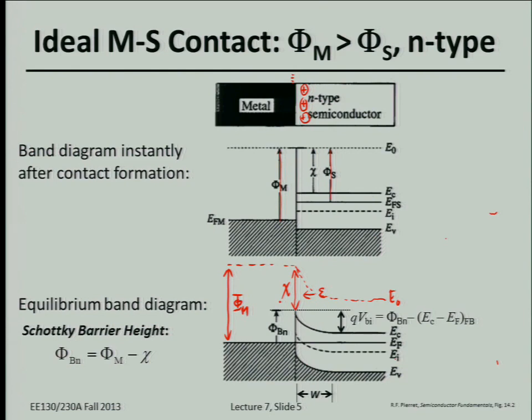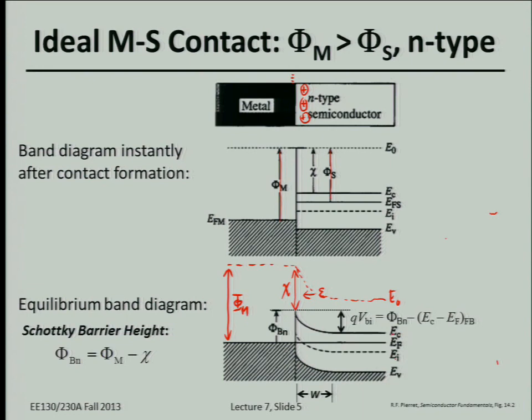Now what about this total band bending within the semiconductor? As I mentioned, it is ideally exactly equal to the difference between the metal work function and the semiconductor work function. That has to be the case in order for the Fermi levels in these two materials to end up at the same location. So let's see.